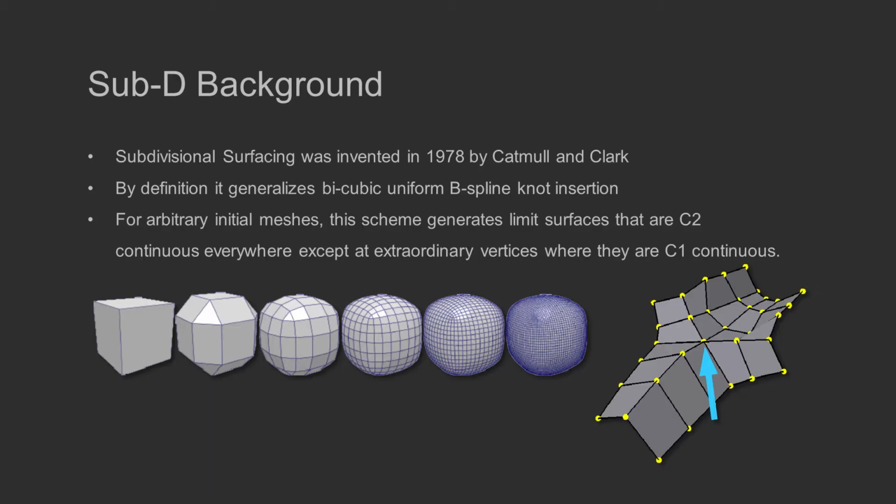So for the background, sub-D or subdivisional surfacing was invented by Catmull and Clark in 1978. And by definition, it's generalized bicubic uniform B-spline knot insertion. That's a fancy way of saying that it generalizes patches, and then it subdivides on that. You can tell from the graphic here where you start out with a 6-sided block, you subdivide that into 12 sides, and so on and so on until you gain a finer resolution mesh that you can then locally start to edit.